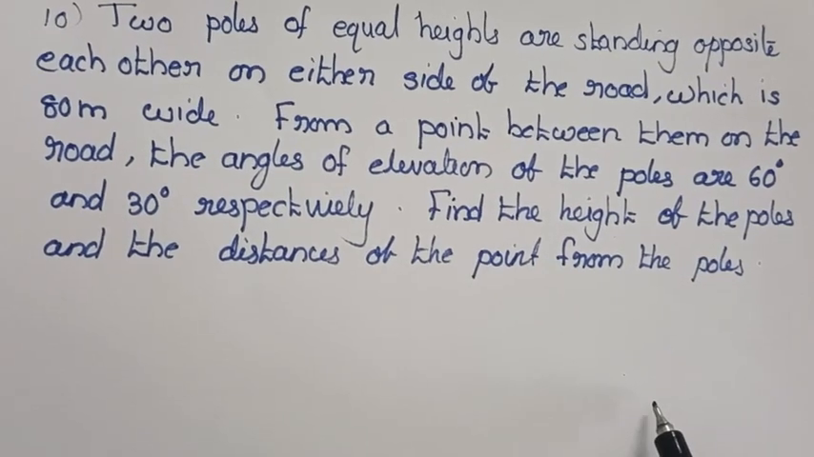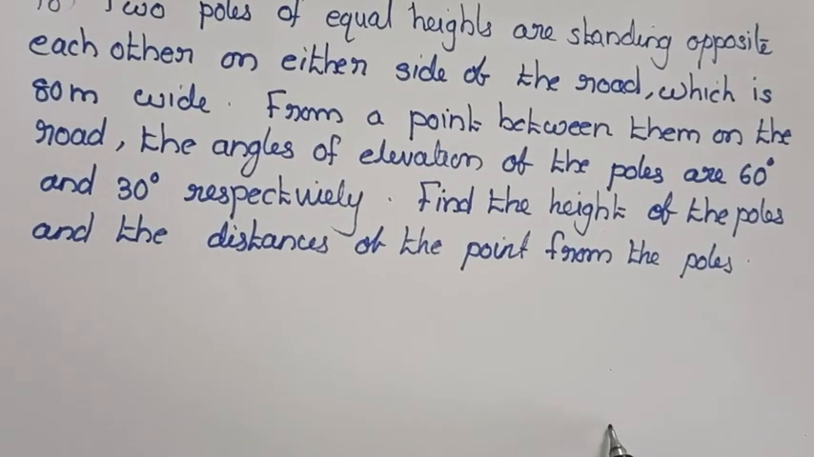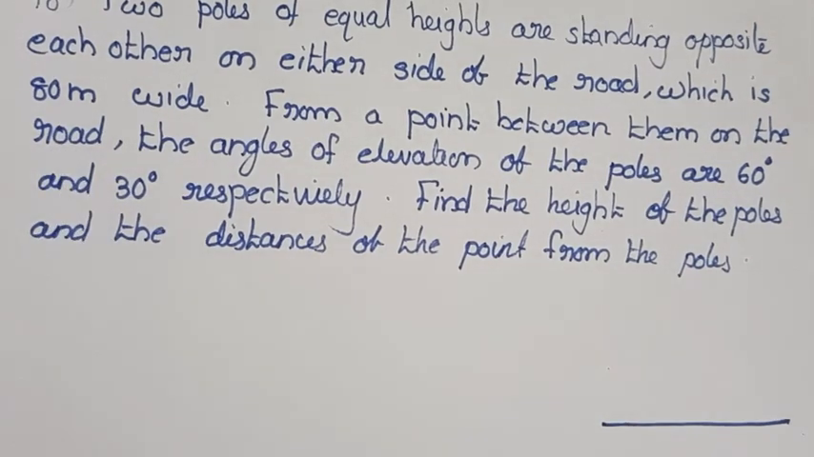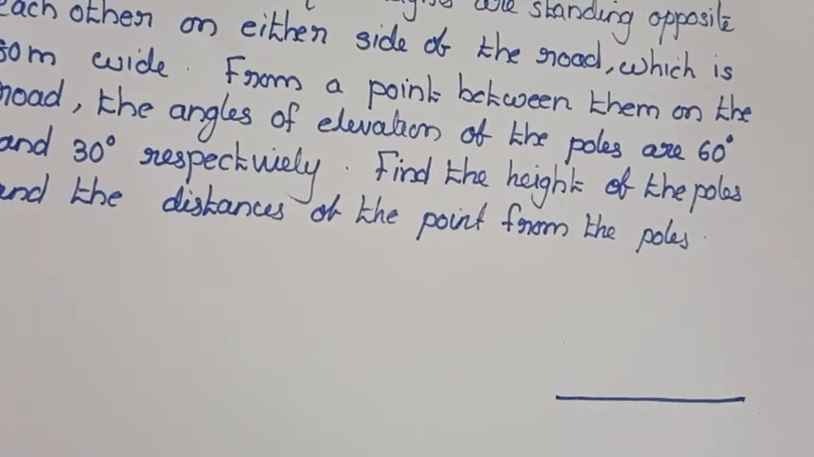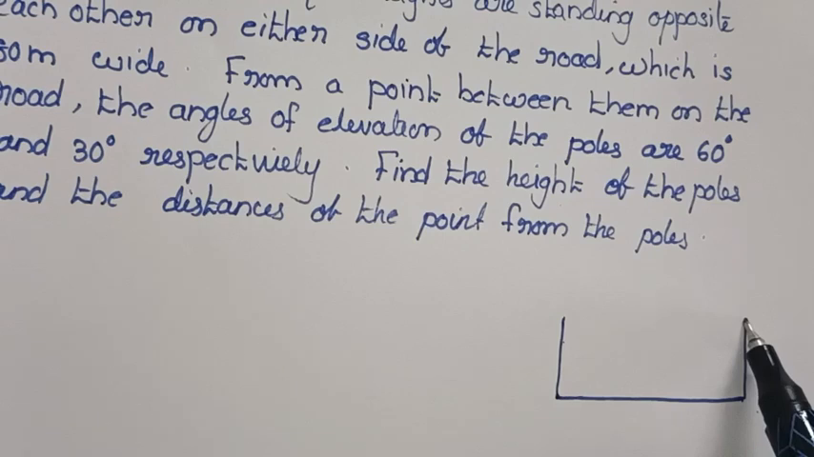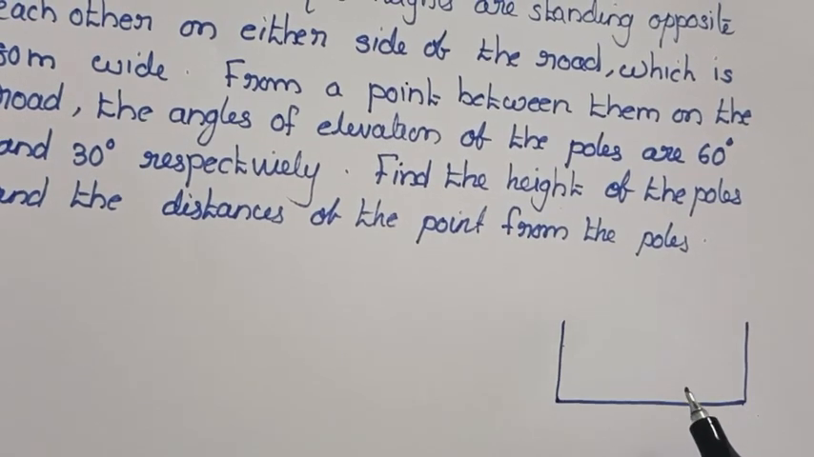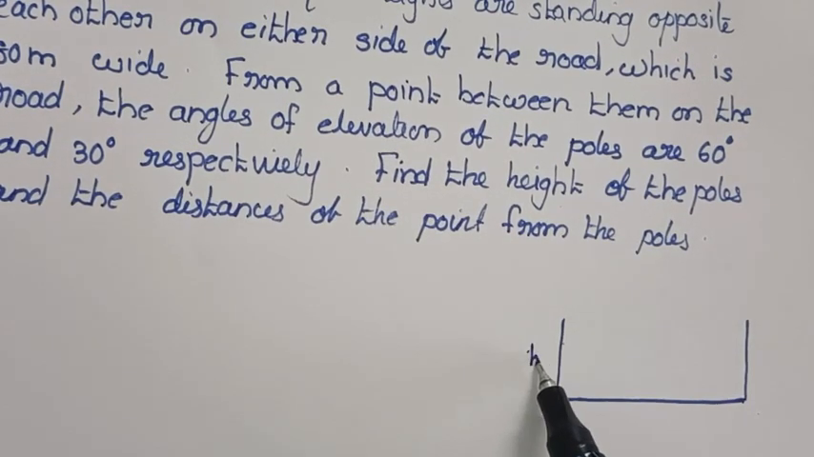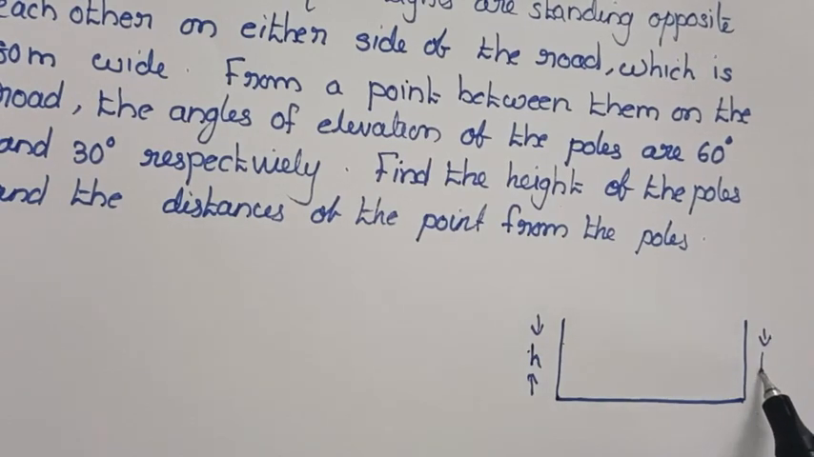There are two poles of equal height. So there is a road of total width equal to 80 meters, isn't it? Width of the road equal to 80 meters, it is given. There are two poles of equal heights on either side of the road. The height is not given, but they are of equal heights. That's given.